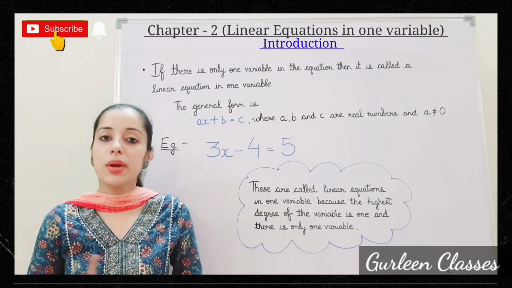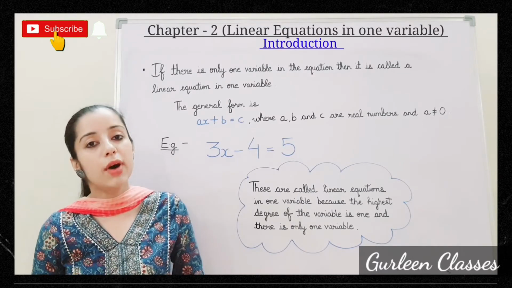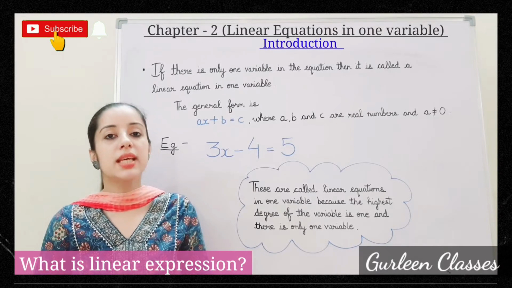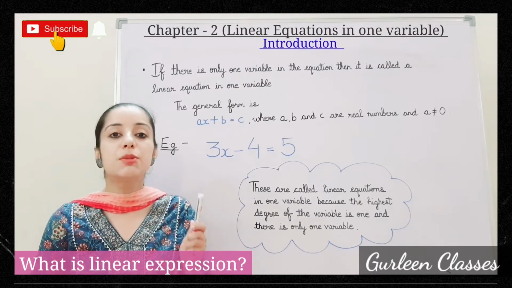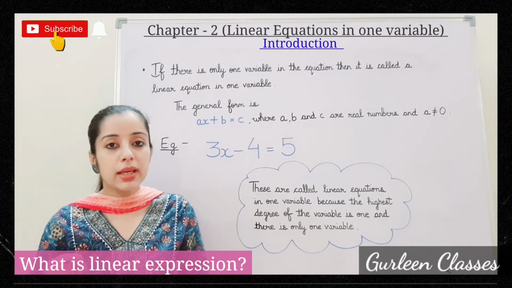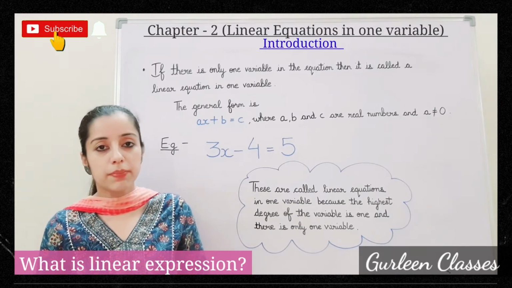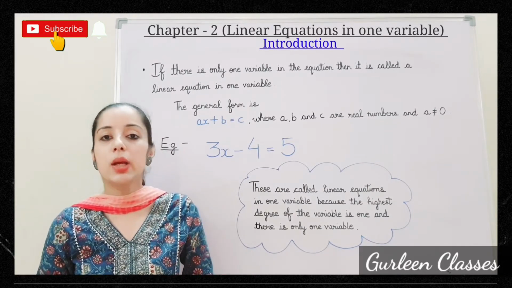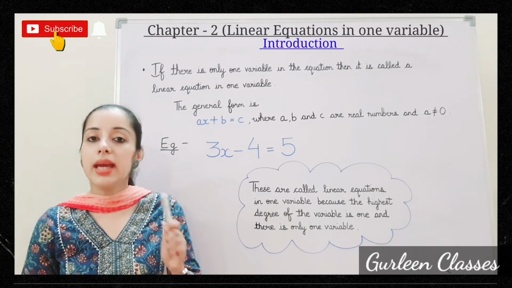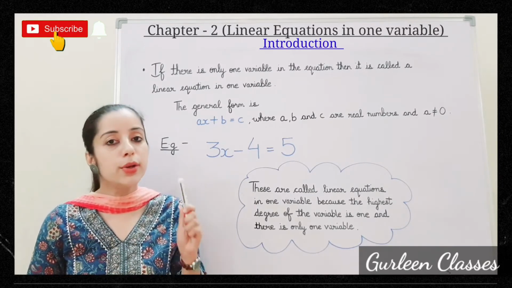अगर आपकी किसी इक्वेशन में सिर्फ एक वेरिएबल है, that is called linear equation in one variable. What is linear expression? Linear expression is an expression where the highest power of the variable is 1. अगर आपकी किसी वेरिएबल की highest power 1 है, it is called linear expression. The general form of linear equation is ax plus b is equal to c, where a, b and c are real numbers and a is not equal to 0.